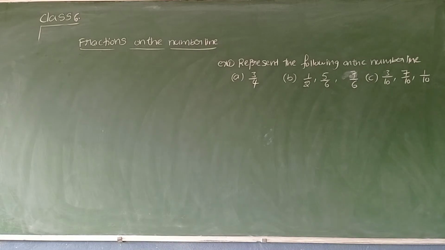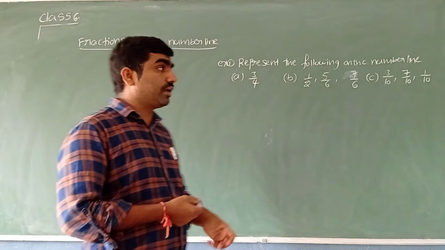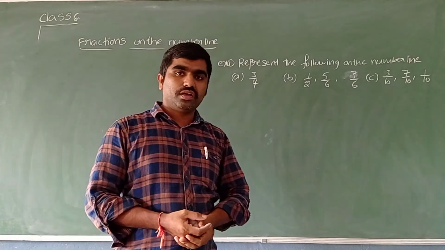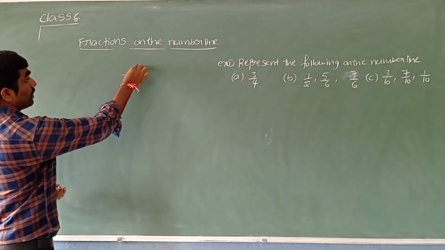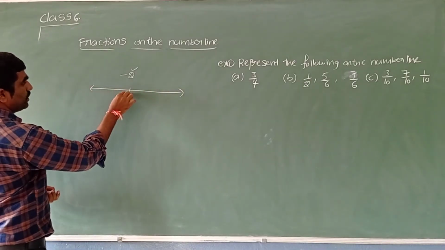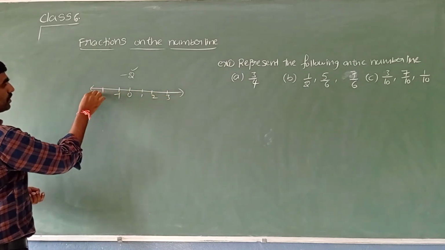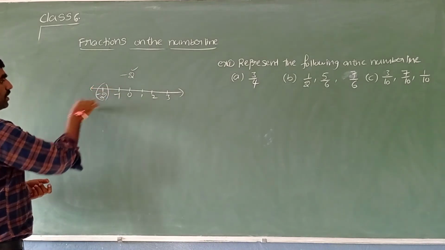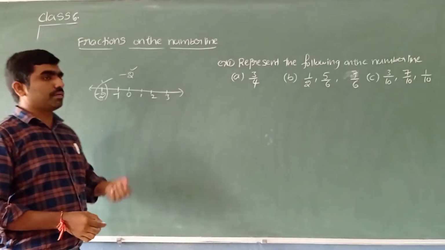In the previous chapter on integers we learned how to represent integers on the number line. Today we are going to learn how to represent the given fractions on the number line. Suppose I want to represent -2 on the number line: we take the number line and write all the integers 0, 1, 2, 3. Here we write -1, -2. Yes, here you can see -2 on the number line. That is the way we can represent integers on the number line.